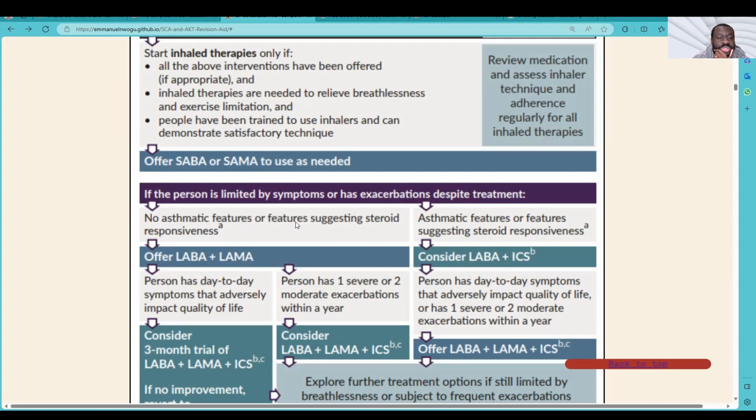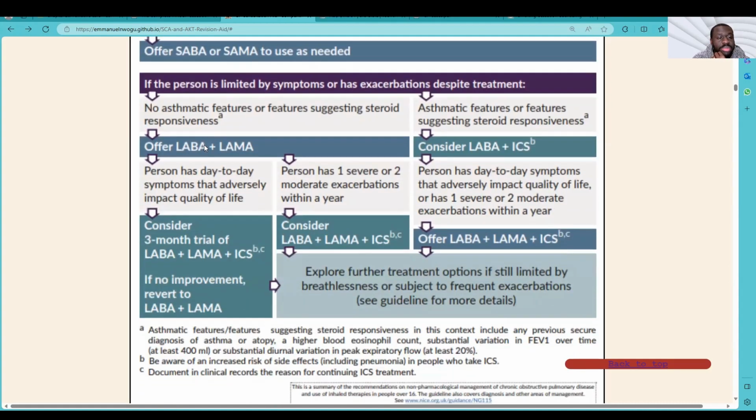If there are no asthmatic features or features such as steroid responsiveness, then offer LABA, so long-acting beta agonist like salmeterol, or LAMA, like tiotropium. If the person has day-to-day symptoms that adversely impact quality of life, then you consider a trial of this triple combination, LABA plus LAMA plus inhaled corticosteroid, such as Trimbow. If no improvement, revert to LABA plus LAMA, so we take off the steroid.